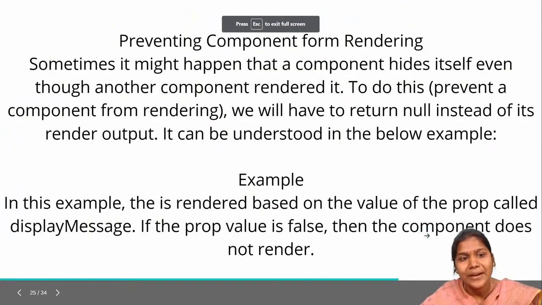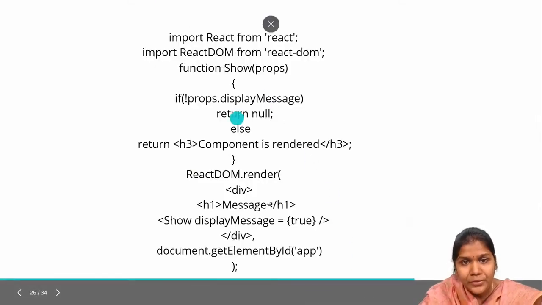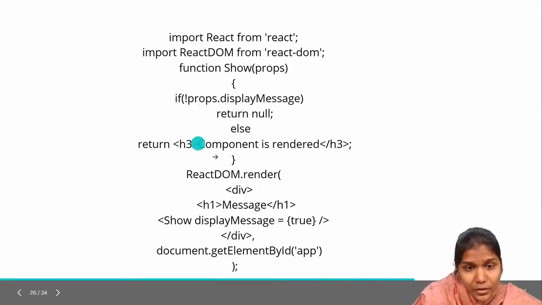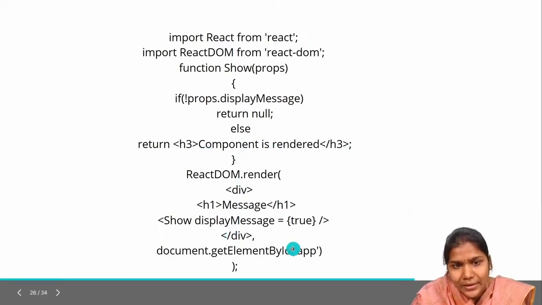Next comes preventing a component from rendering. Sometimes it might happen that a component hides itself even though another component rendered it. To do this, we have to return null instead of its rendered output. It can be understood from the example here. I have taken a function to display a message. In the Header function, I gave the component is rendered. Now the message elements have to be given here.